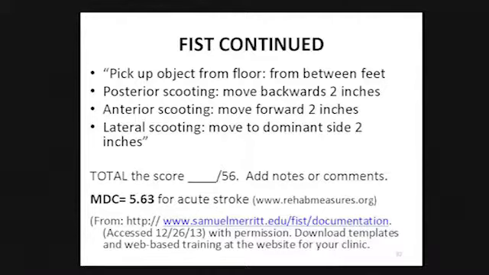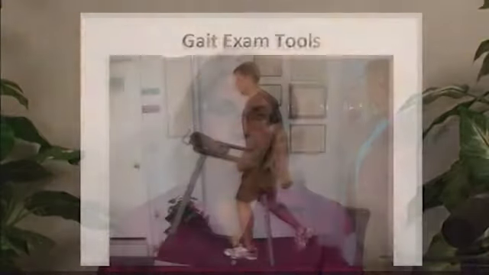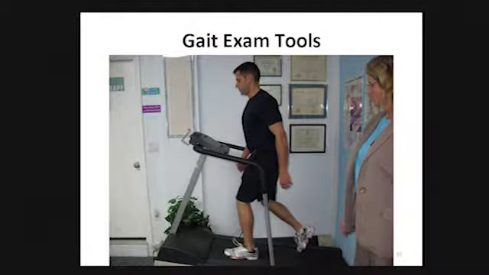What's the minimal detectable change? Meaning, in the clinic, how many points shows that you have a minimal change? 5.63 points for acute stroke. Now, on this Rehab Measures website, you can see for a lot of different conditions, such as amputees, strokes, Parkinson's, spinal cord injury, they've listed minimal clinical difference, minimal detectable change, minimal clinically important difference. A lot of different variables are listed on the site. Okay, so that's for your bedridden patients.